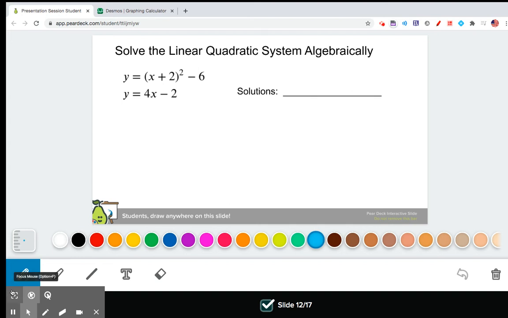Hello, in this video, we're going to continue our work with solving linear quadratic systems. But instead of solving them graphically, we're going to be solving them algebraically.